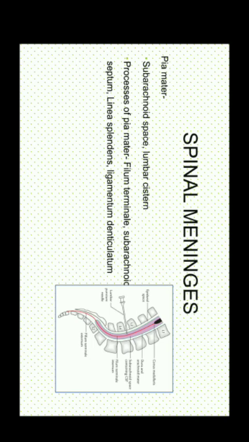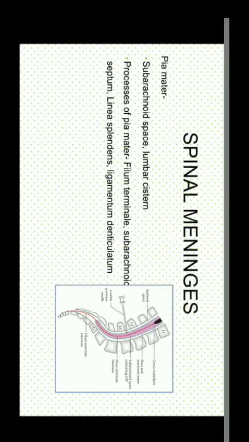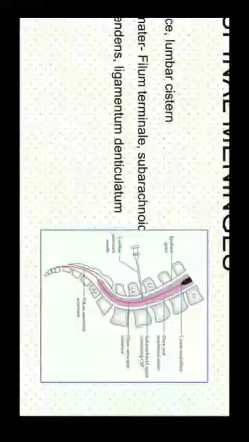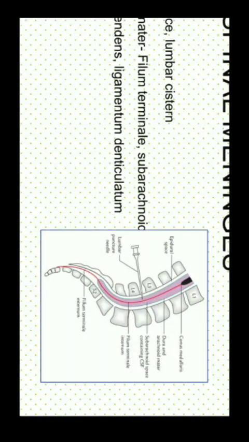So how do we approach the CSF, this subarachnoid space? It is through the L3 and L4 vertebra. Why L3 and L4? Because the spinal cord does not extend beyond L1. If it's not found at this level, you can go one level above but not beyond L1, or you may impinge the spinal cord.